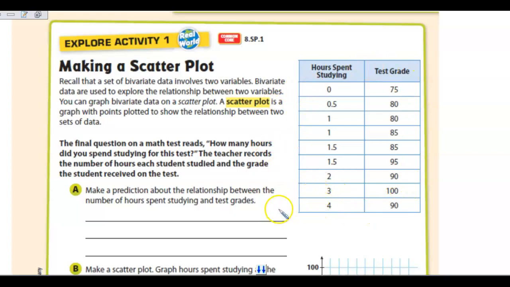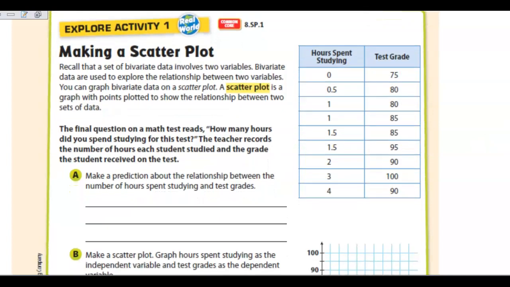So think about when you study for a test. The longer you study, what happens with your grade? Does it increase or does it decrease? Well, typically, the more you study, the better you do on a test. And so you would expect that the percentage on your test score would increase with the number of hours that you study. And so we're going to take this information and put it in a graph, and then we're going to kind of test that theory.